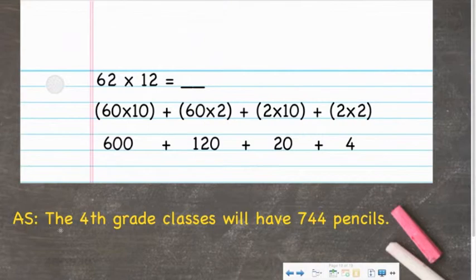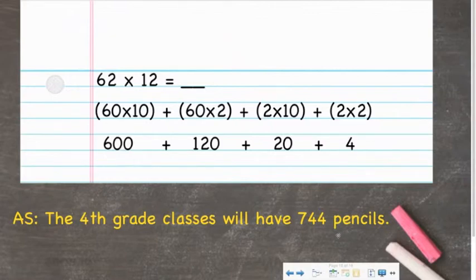And the answer statement in this particular problem would be the fourth grade classes will have 744 pencils. And remember, the number, the total, comes from all of your math work up here, but the actual answer statement comes from the question, right? Borrow words from the question to come up with your answer statement. So how did you do?